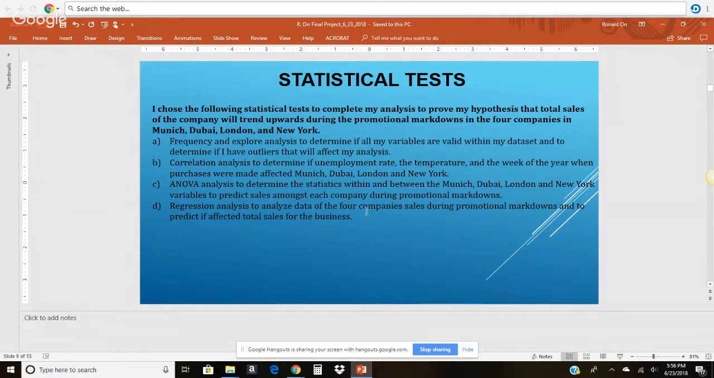I think it's important to understand it wasn't about the companies, but it was about the dollar amount from these sales and how they were affected.